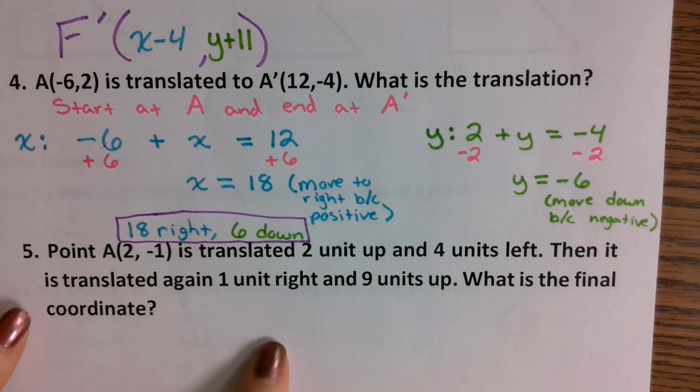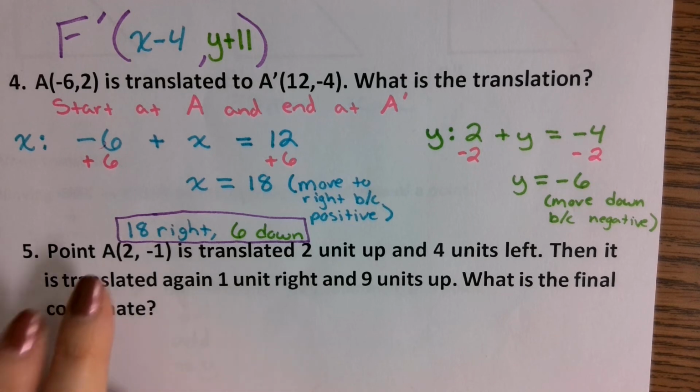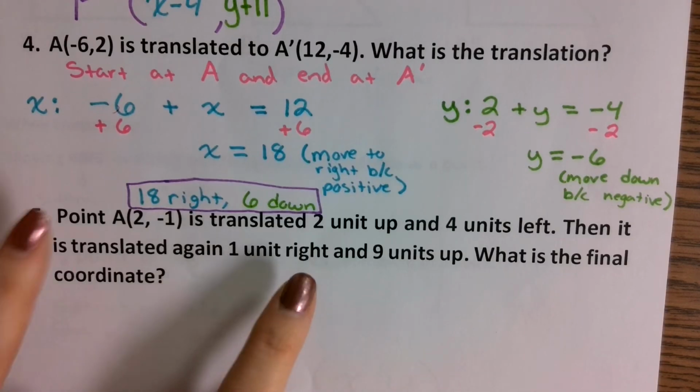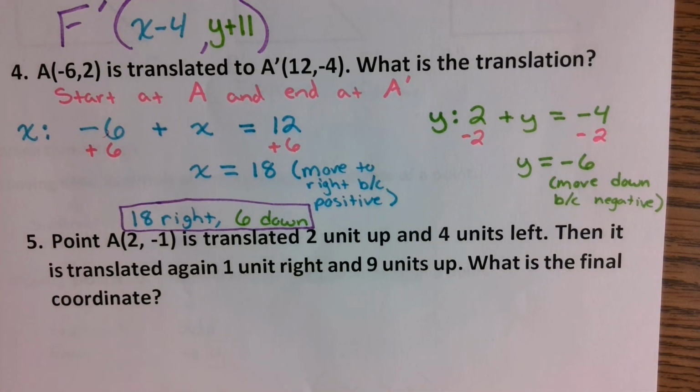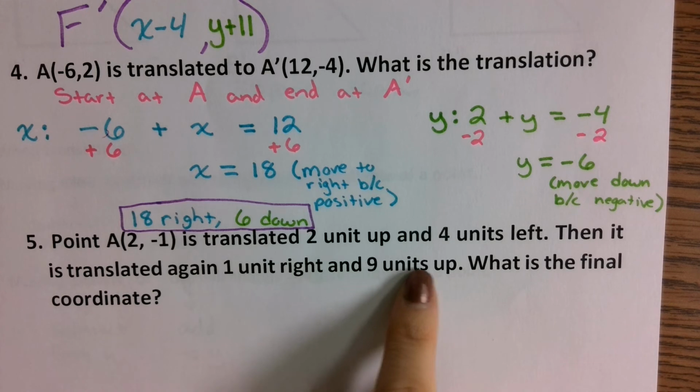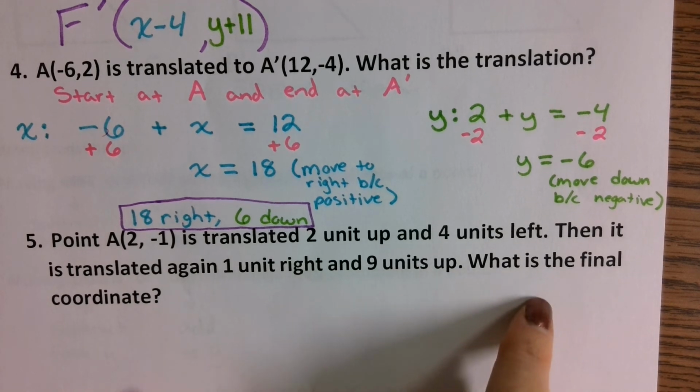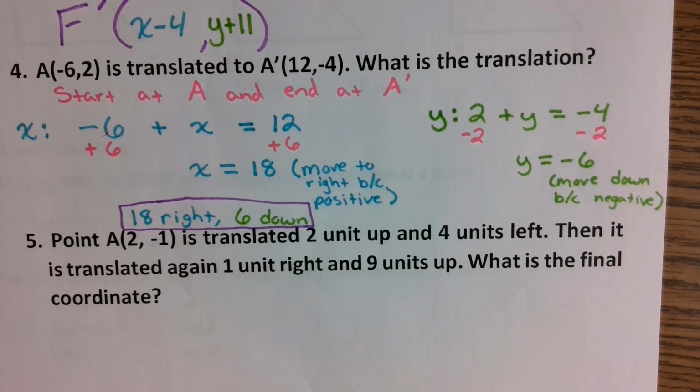Okay, I want you guys to try problem 5 on your own. You're starting with point A, and you're going to translate it 2 units up, then 4 units to the left. Then you're going to perform another translation of 1 unit to the right and 9 units up. We want the final coordinate. Since we're doing 2 transformations, what is our final coordinates labeling going to be? Double prime. Because we did 2, we are going to have a double prime set up.